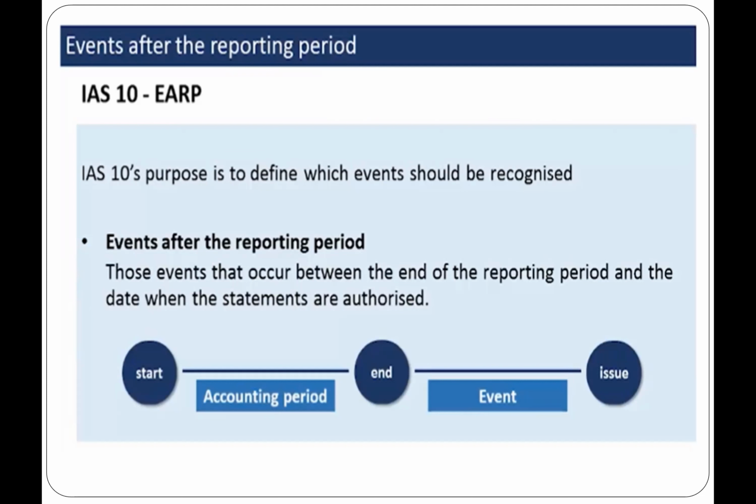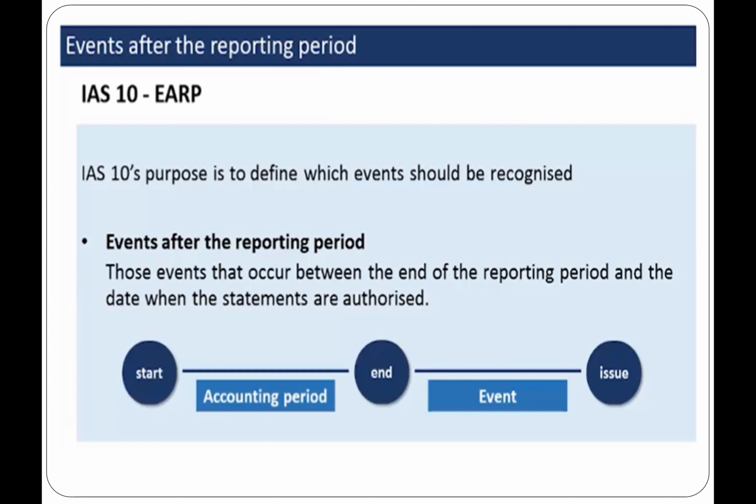So those events that occur between the end of the reporting period and the date when the statements are authorized are what we are calling events after the reporting period. So you don't have to worry about the other timelines that I talked about; I'm sure you would cover that when you look at your audit and assurance module. From the time that the year ends to the time that the financial statements are made public, there are events that are going to come to light.